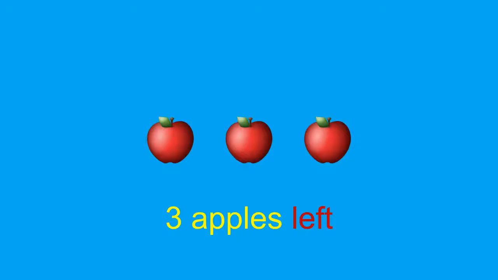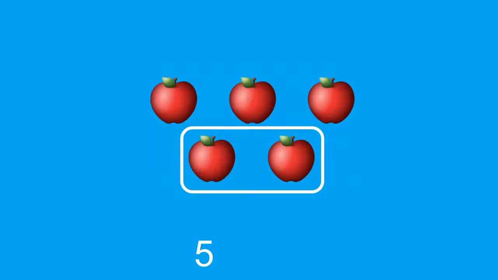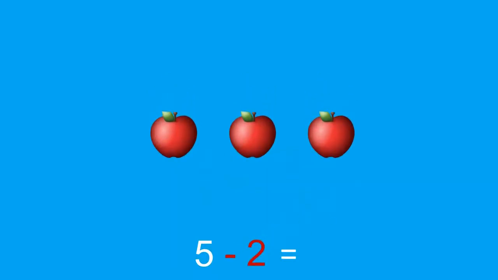Okay, let's try to write this in a math sentence. We'll start again. At first, we have 5 apples. So we write 5. I ate 2 of the apples, and when I eat the apples, I remove them. So we must write minus 2. Then after eating, we are left with 3 apples. 1, 2, 3.